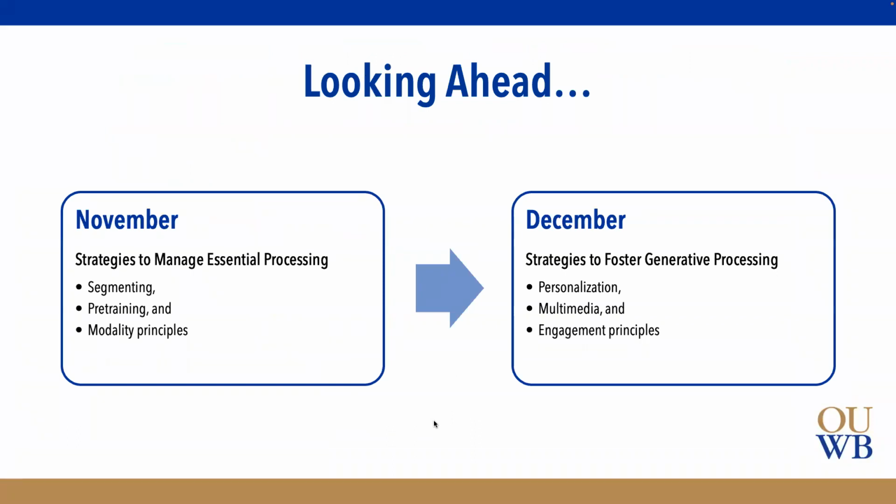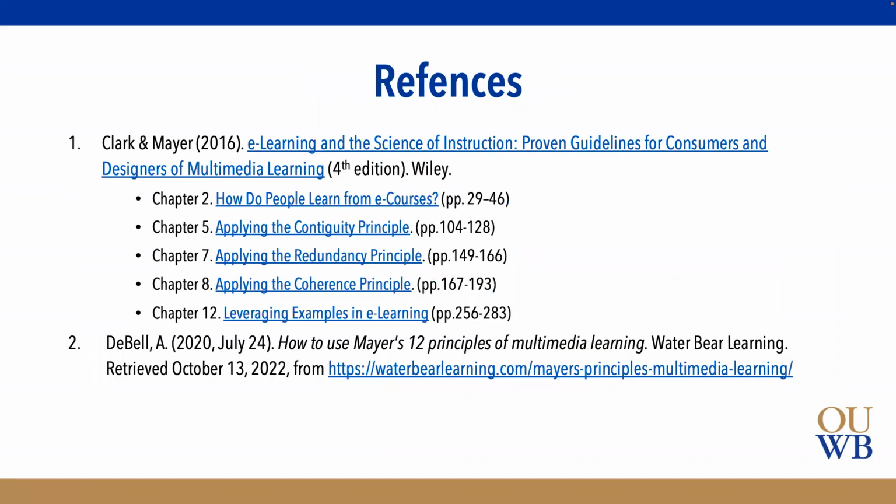I do know that we're running short on time. I try to be intentional about leaving some time at the end of these sessions for Q&A. Obviously, it was a little bit smaller group and we had some ability to do Q&A during the session. This is what's coming up in the next couple of months. So today was, again, really focused on strategies to minimize extraneous processing. So next month, we're going to segue into strategies to manage essential processing. And here are the corresponding principles for that. And then in December, we'll talk about strategies to foster generative processing. And again, here are some of the references.